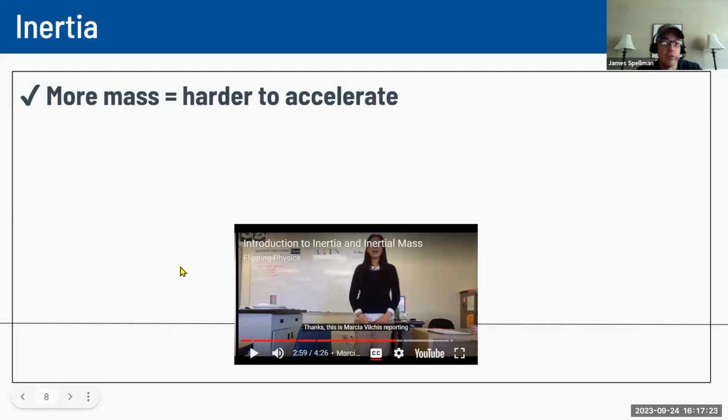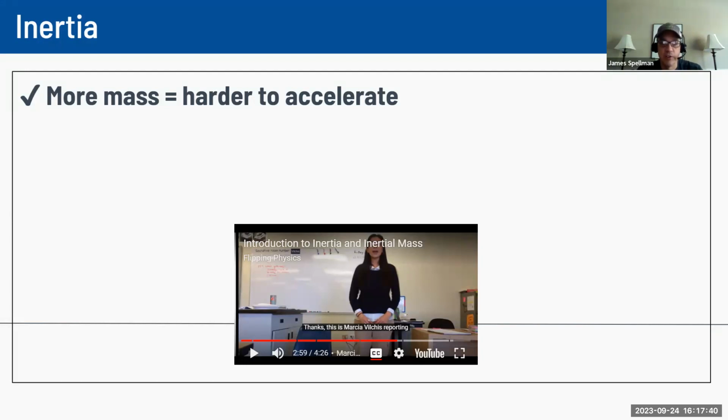Again, things that you probably already knew. It's harder to move a desk than it is to move a chair. But if we explain this in terms of inertia, it's simply because the desk has more mass, therefore it has more inertia, therefore it needs a greater force to be able to accelerate it. It has a greater resistance to changing its motion.